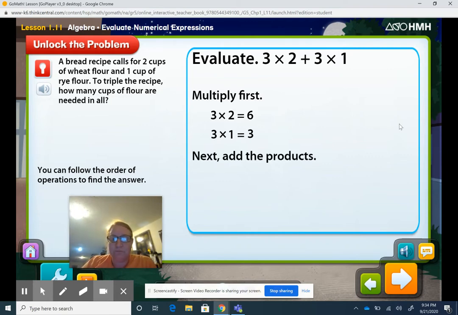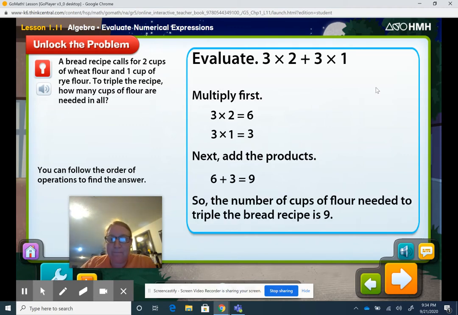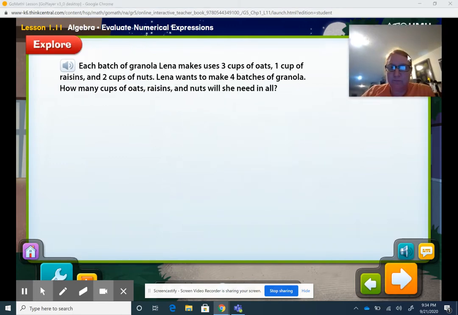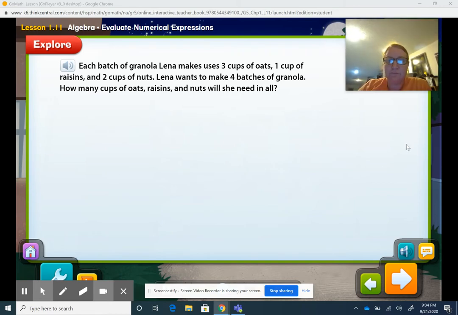Next, add the products. Remember, products are the answers to a multiplication problem, so we're going to add 6 and 3. 6 plus 3 equals 9. So the number of cups of flour needed to triple the bread recipe is 9. Let's use order of operations to help Lena make granola.